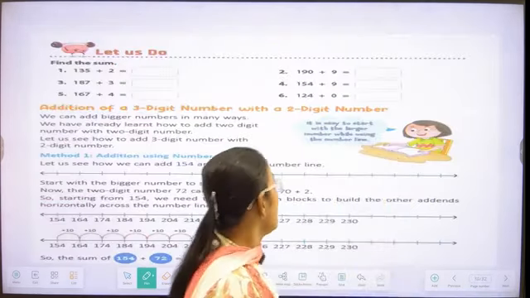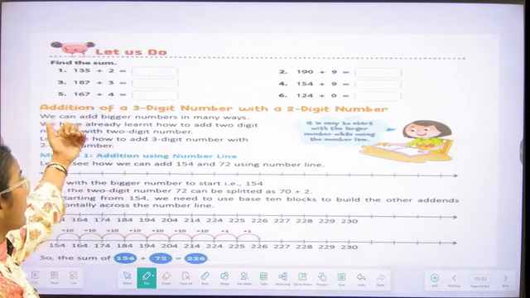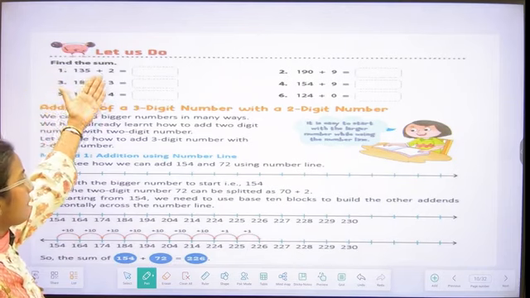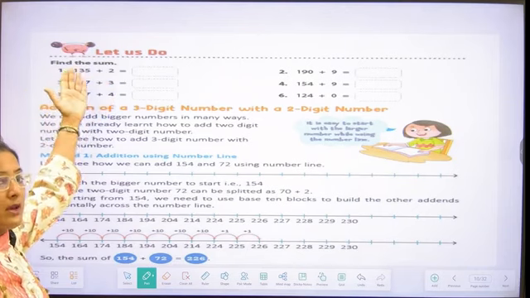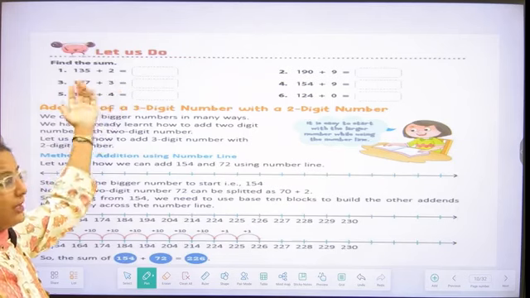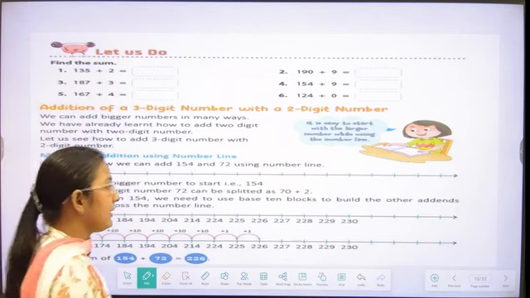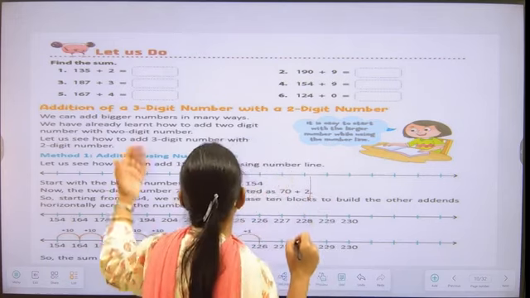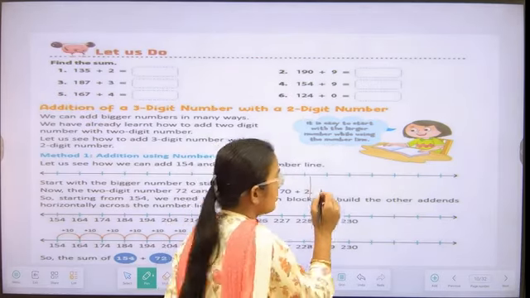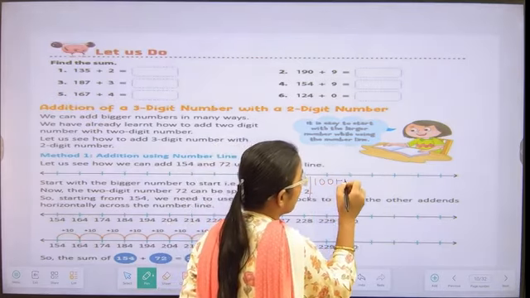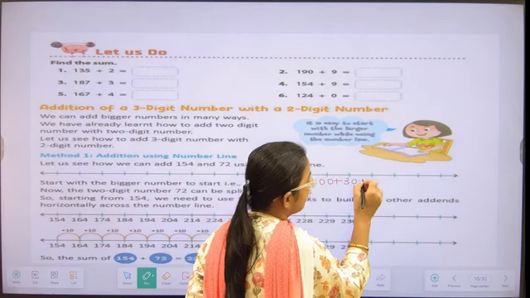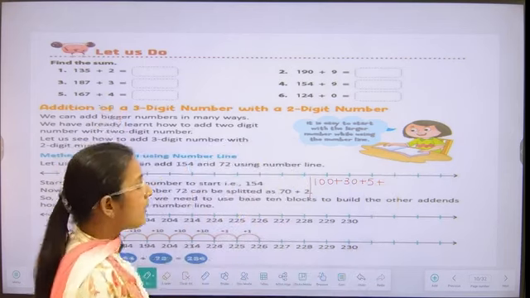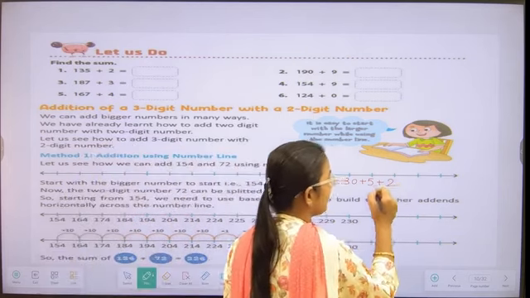Let's move further. Now, let's do one question based on that. What we have to do, we have to find the sum. 135 with 2. Let's do it with me. So we can write it over here, student. So what we have seen, how many hundreds are we having? 135. So we can write 100, how many tens? 3 tens and 5 ones. Now we have to add it with 2 ones, students. So we have to write 2 for this.